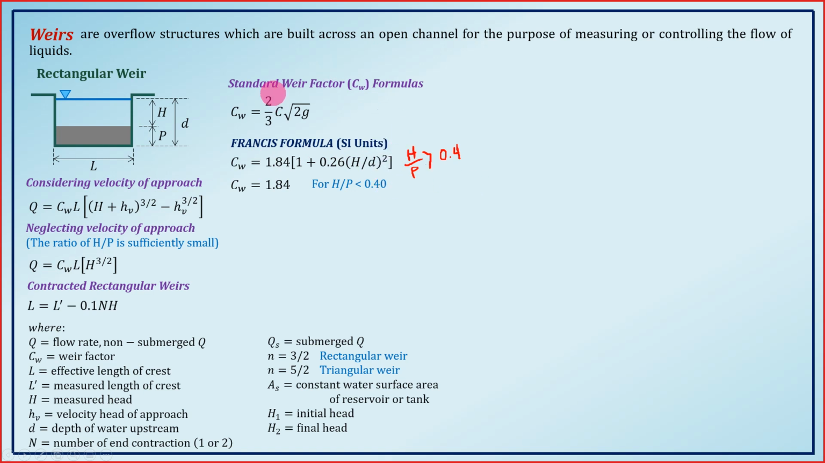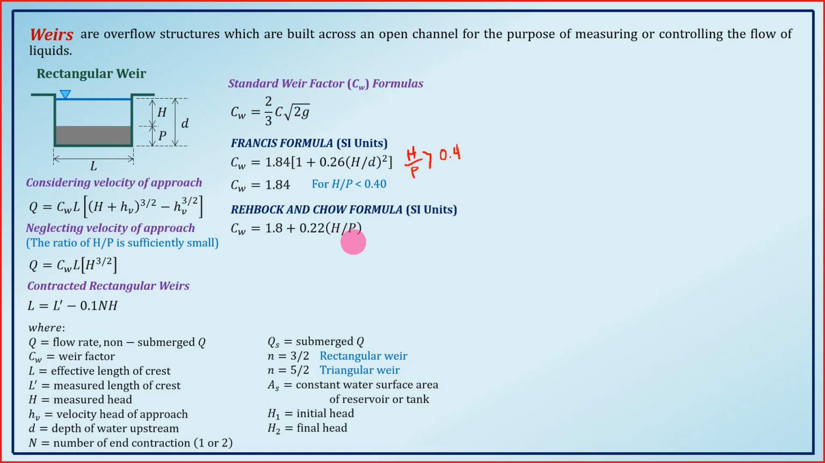Ito nasa taas na weir factor na standard, ginagamit yan kapag given tayo ng C. Pero pag hindi, pupunta tayo dito sa baba. Pababa yan. Marami pa yan. Now, we have now the Rehbock formula. For SI units pa rin ito. We have CW is equal to 1.8 plus 0.22 multiply to the H divided by P. H natin is the head, P is the height of our weir.